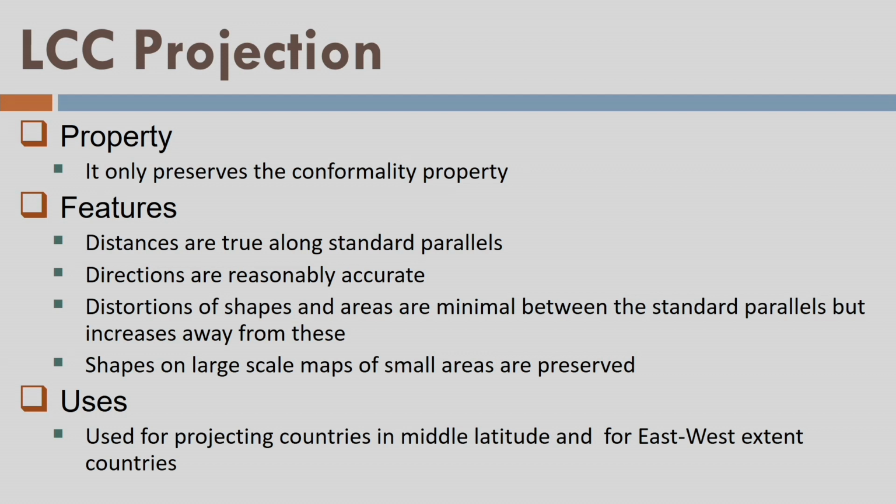So wherever the projection plane touches the surface of the ellipsoid, we will get minimum distortions. In the same fashion, since the cone is touching the ellipsoid at two places, one at standard parallel 1 and another at standard parallel 2, I will get minimum distortion at these two standard parallels. Okay, so directions are reasonably accurate. Distortions of the shapes and area are minimal between the standard parallels, but increase away from these. What is the meaning here?